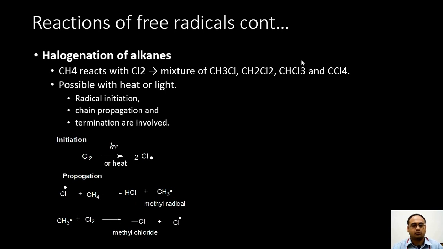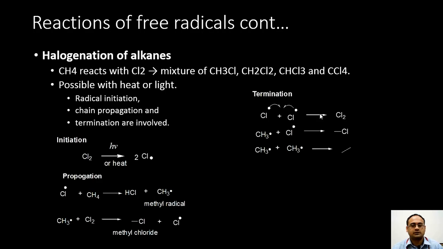But these chains can propagate as long as chlorine free radicals are present in the reaction mixture and methane is available. But after some time you will find that termination reactions start to dominate, because two chlorine radicals come close to each other to give chlorine, Cl2. Similarly, methyl and chlorine radical will react with each other to form methyl chloride, or two methyl radicals may bond with each other to give ethane.